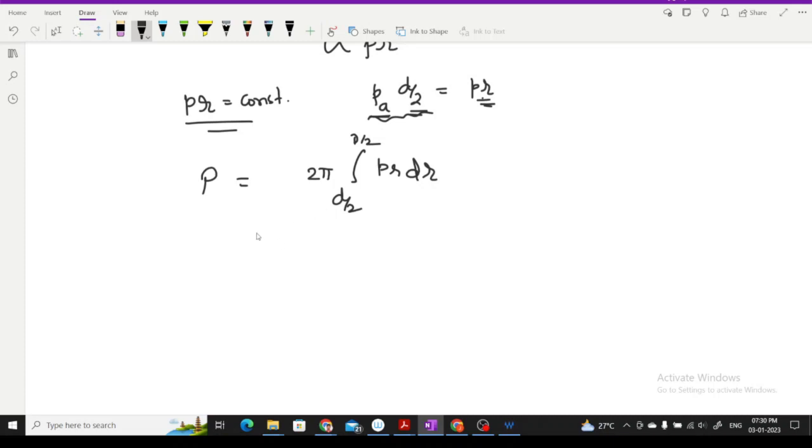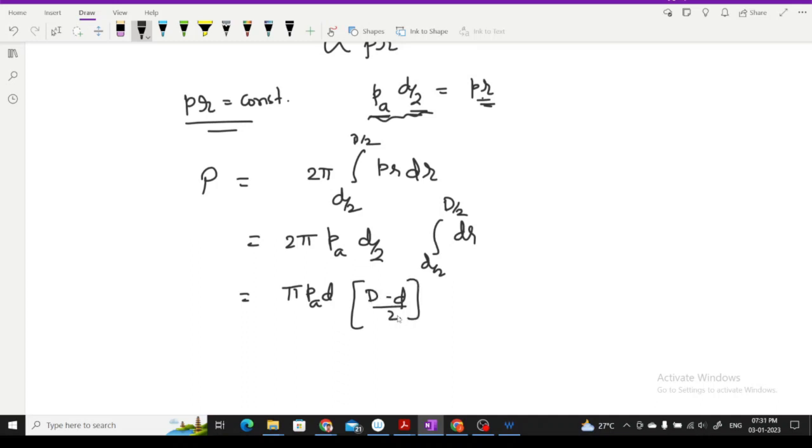Okay, sir. So here we are going to replace this PR with PA into d by 2, because now PA and d by 2 are both constant. So I am taking them out of the integration. Here your integration will be simple: pi PA d into (D by 2 minus d by 2), which equals (D minus d) by 2. Correct? Is it okay? Did you get this one?